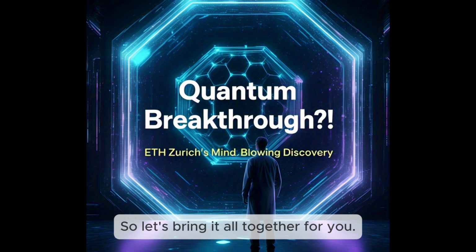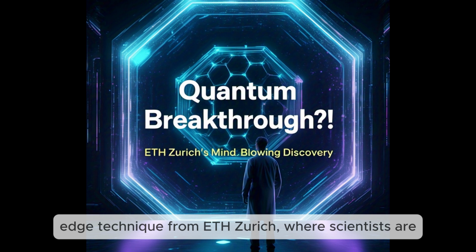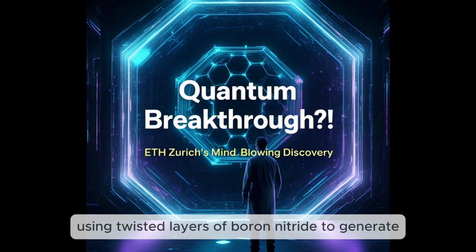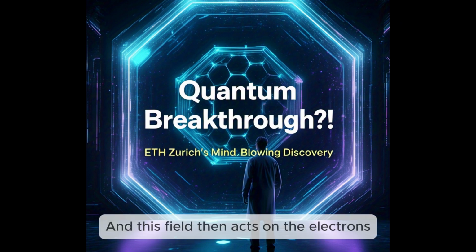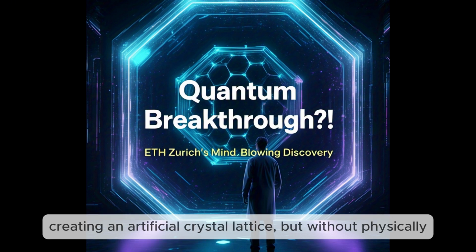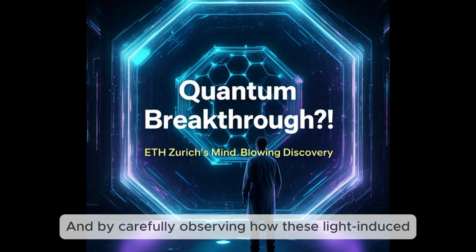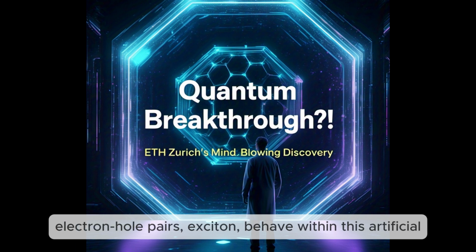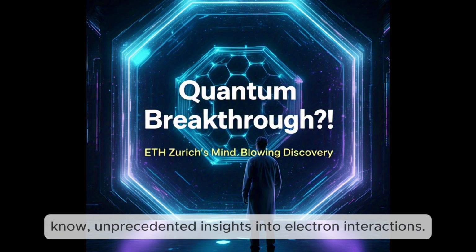Totally. So let's bring it all together for you. In this deep dive, we've explored this cutting-edge technique from ETH Zurich, where scientists are using twisted layers of boron nitride to generate a periodic electric field, and this field then acts on the electrons in a separate semiconductor layer, molybdenum diselenide, effectively creating an artificial crystal lattice, but without physically altering the semiconductor structure. It's pretty ingenious. And by carefully observing how these light-induced electron-hole pairs, excitons, behave within this artificial lattice, the researchers can get these unprecedented insights into electron interactions.